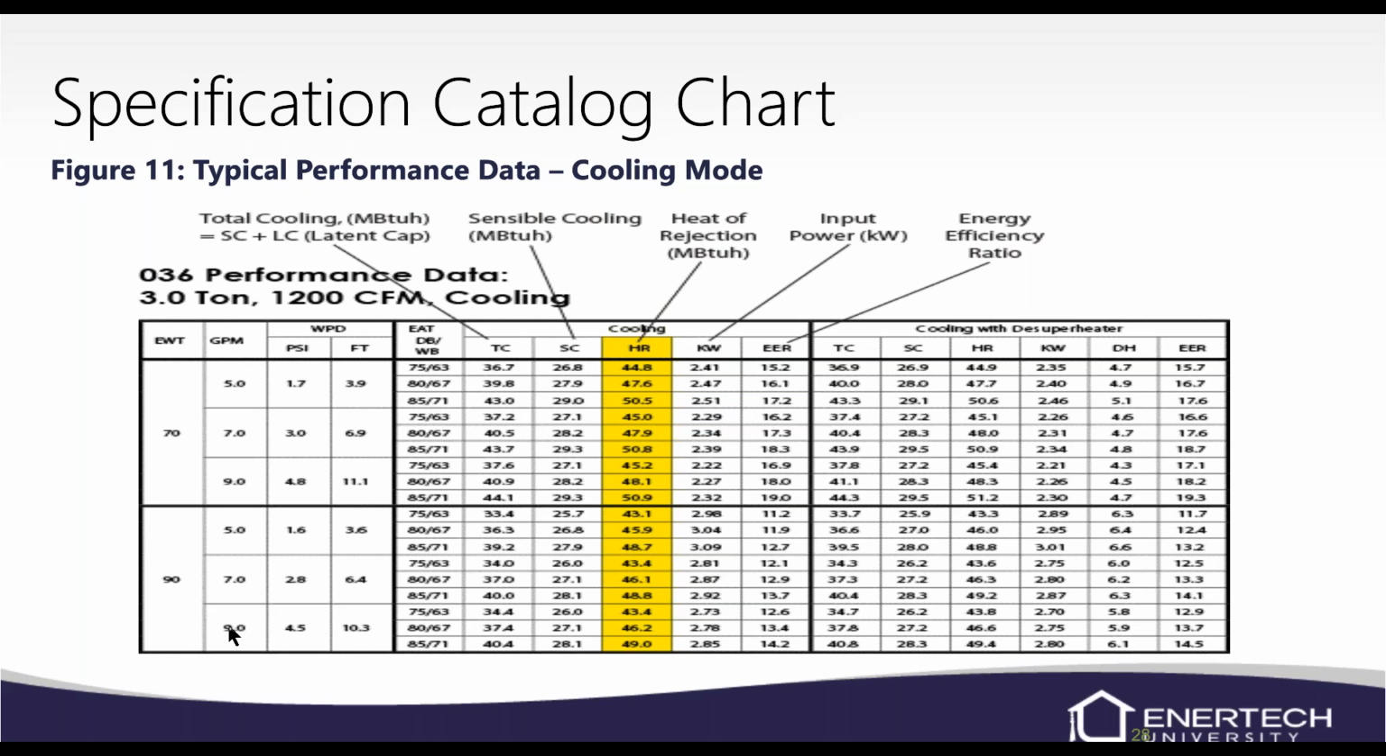So you'll see that heat of rejection is higher than your total cooling capacity. And that's due, again, to that heat of compression. We pick up that heat of compression and we'll reject that into the loop field as well. So that's why it'll always be higher than your total cooling capacity or your heat of extraction because of that heat of compression.